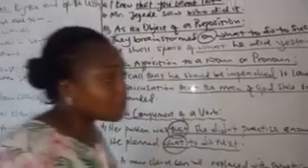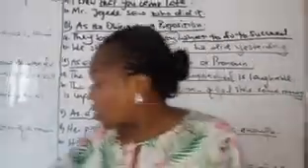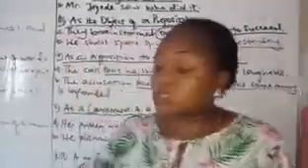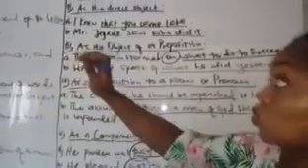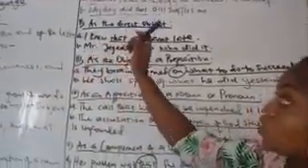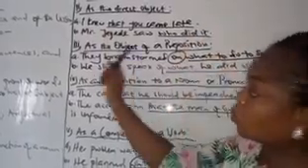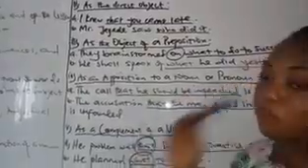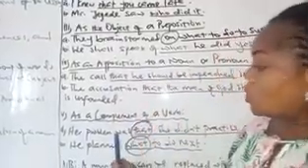For your assignment, I want you to give me one example each for the functions of a noun clause. The first one, give me a sentence where the noun clause is functioning as a subject. Give me another one where it is functioning as a direct object. Give me one where it is functioning as the object of preposition. Another one as an apposition, and another one as a complement.